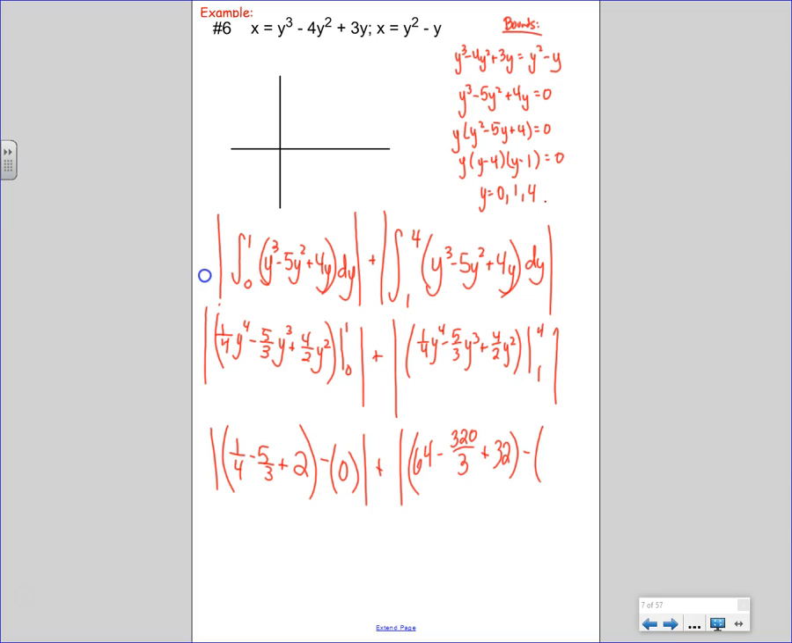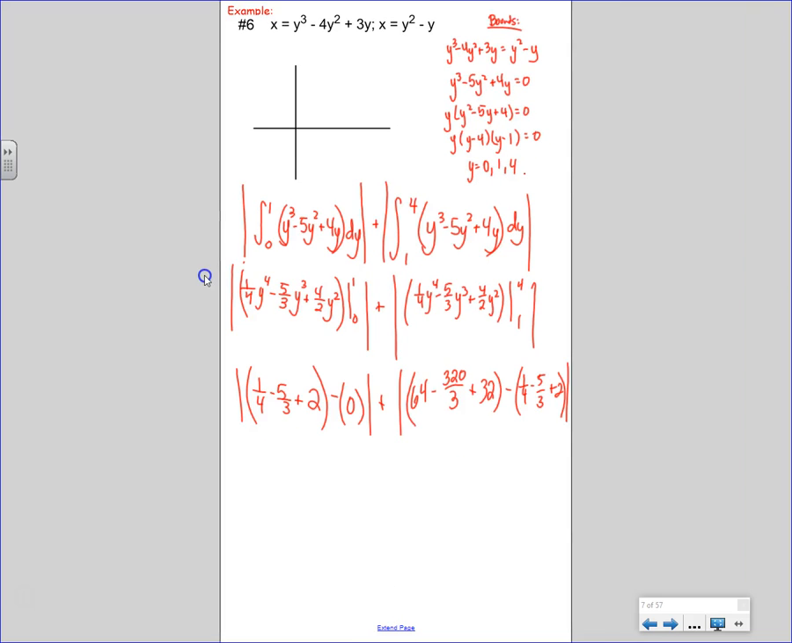F of b minus f of a. 1/4 minus 5/3 plus 2. Now some of you are like, wait, you plug in 1, you plug in 1 again, can't they cancel? No, they're stuck in absolute values. I'm not canceling anything out. We have to simplify within the absolute value. Simplify within the absolute value. Make them positive and then put them together.